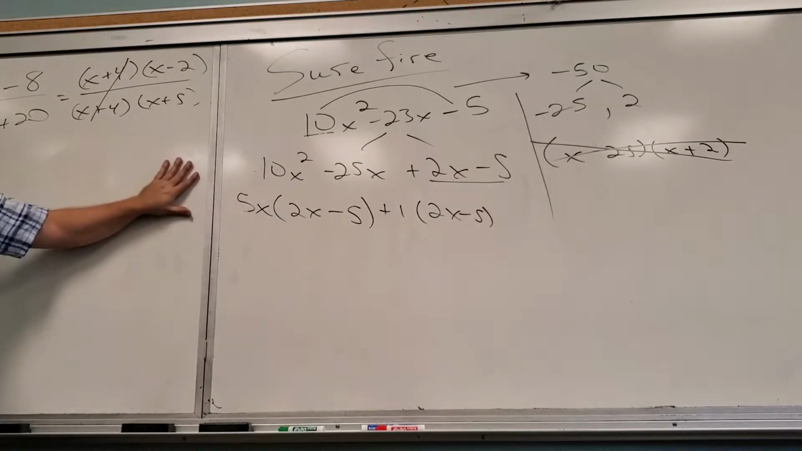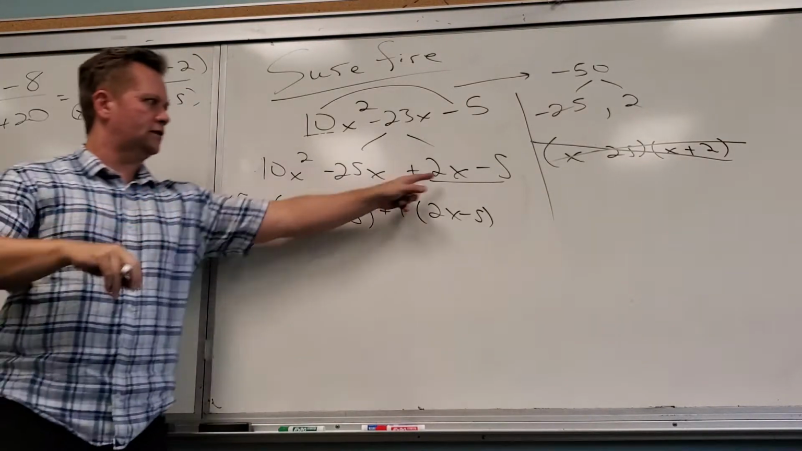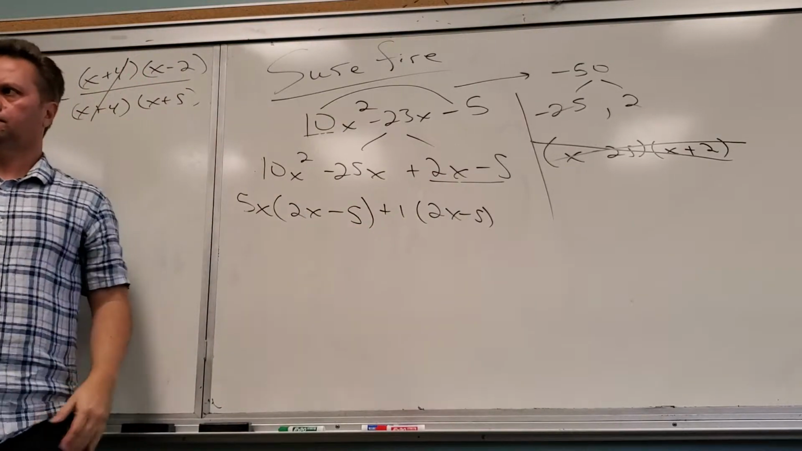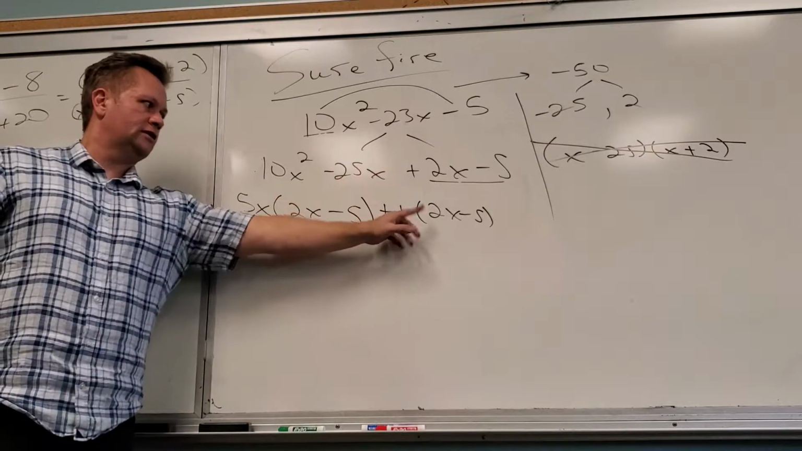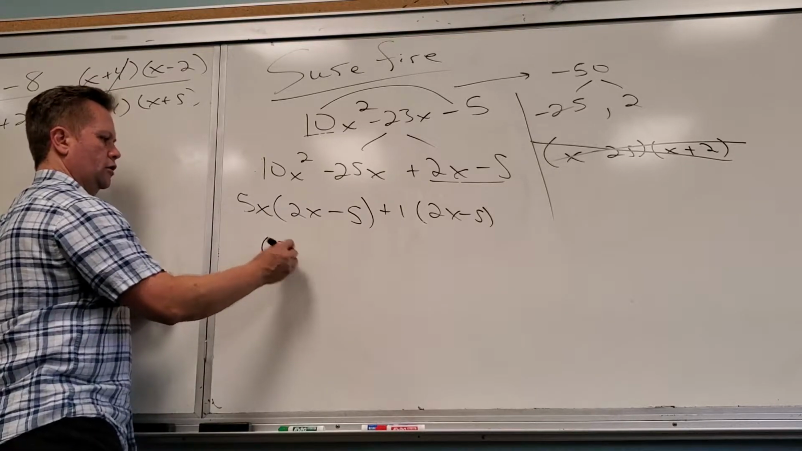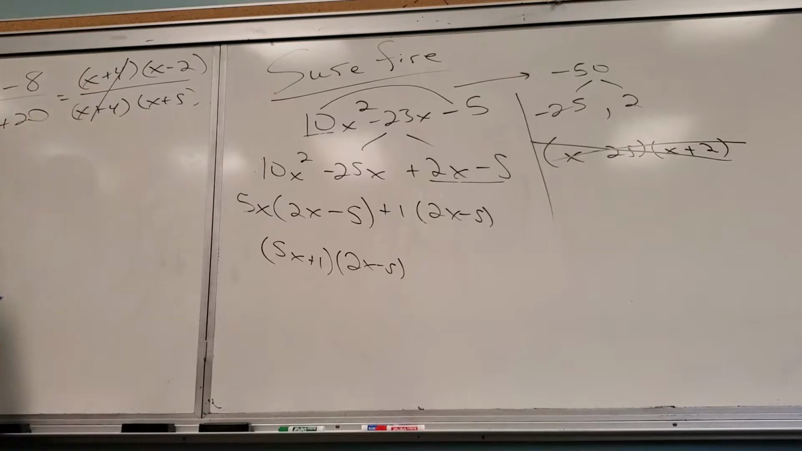So that's what you do when you have a grouping problem and it looks like there's nothing that can come out of that. But you can see these are the same. All right, we'll just put a 1 there so it looks more like what I'm used to. I don't really have to do this. If you really care, we could do it. But now it looks more like what I'm used to. So what's the answer going to be? 5x plus 1 times 2x minus 5. Or vice versa, right? No, only that way.